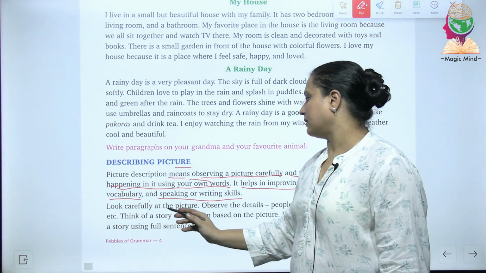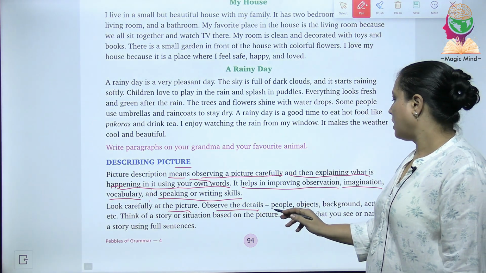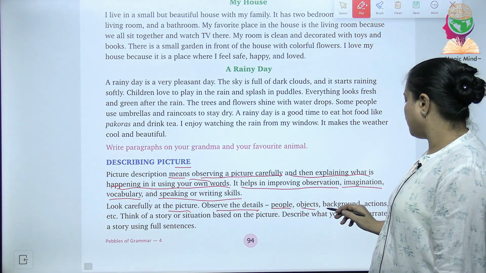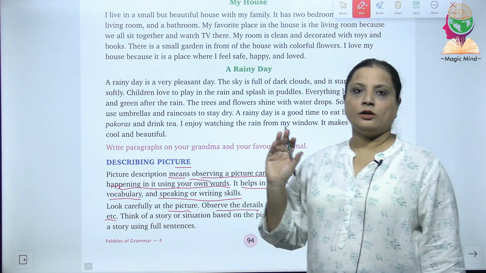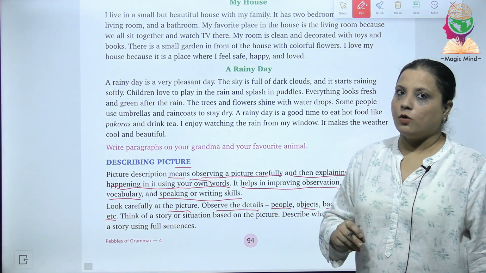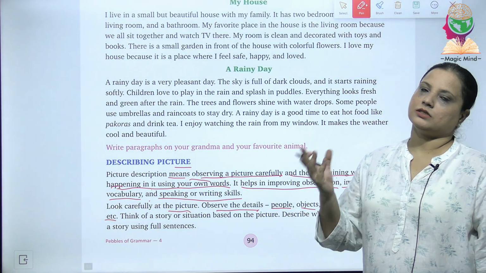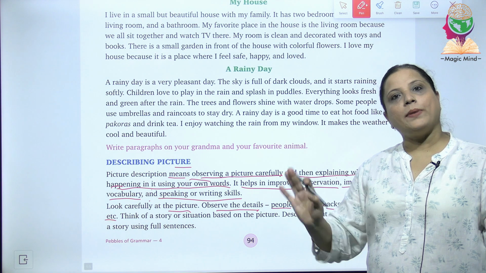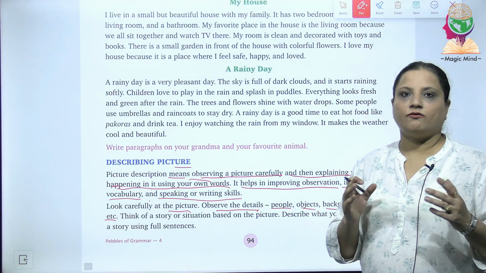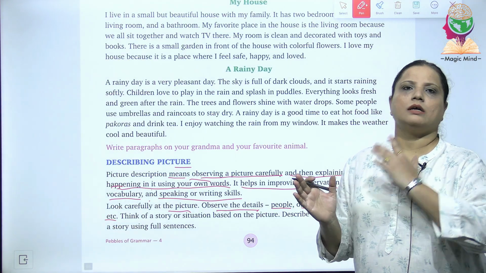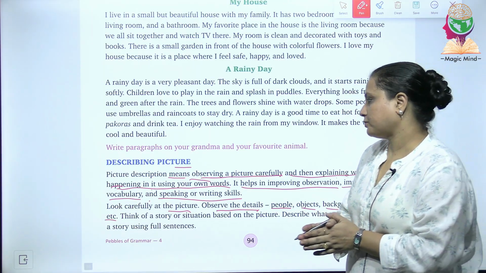Look carefully at the picture. Observe the details: people, objects, background, action, etc. So, when you are looking at the picture, observe everything in it, whether it's grass, the sky, the trees, benches, children, people, the balloons, the flowers and whatever color is there, everything you should observe in the picture.